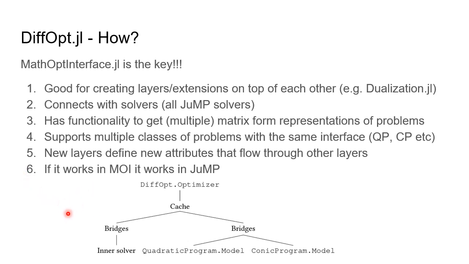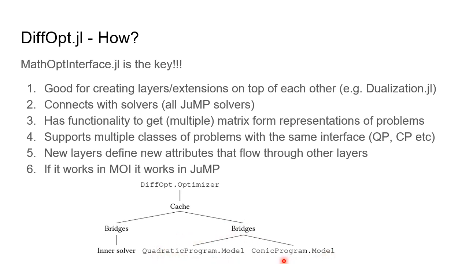Here in this little graph over here, I'm showing a little bit of the design internals of DiffOpt. So the DiffOpt optimizer that you've been seeing in all the examples lies on top of a cache that stores the data. And this cache communicates with two different pieces. It communicates with an inner solver through bridges, because the solver can have different representations that will require bridges so that the problem defined by the user is converted to the format that the inner solver likes. And also, this cache communicates with something that we call a quadratic program or a conic program, also through bridges, because it might not be in the correct format expected by these two models that are matrix-based models.